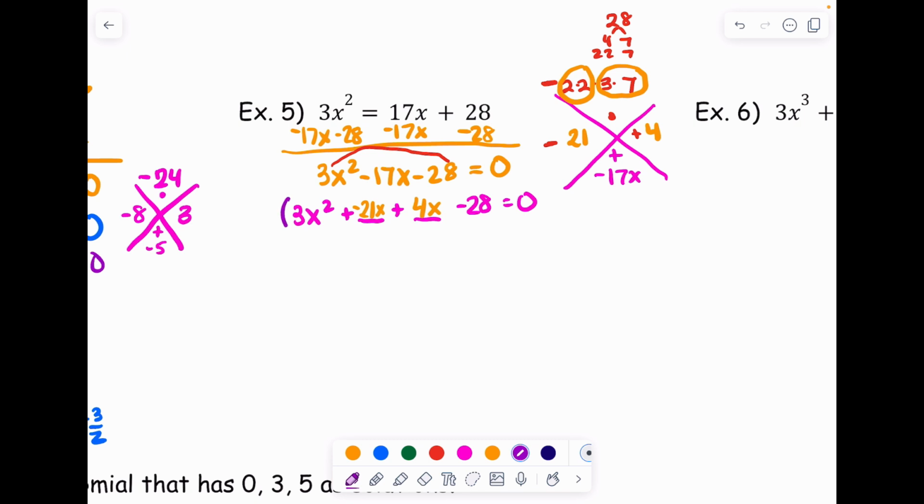All right, let's factor by grouping. We'll take a 3x out of this one, and we're left with x minus 7.